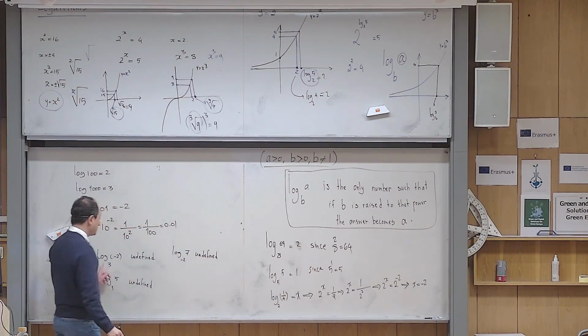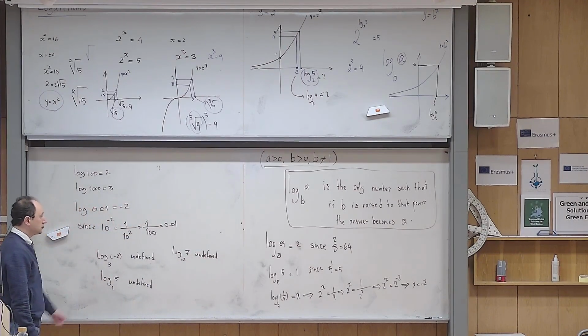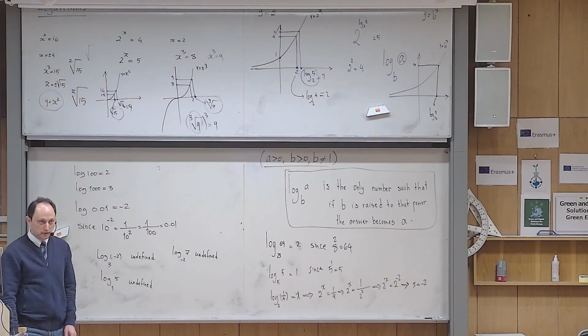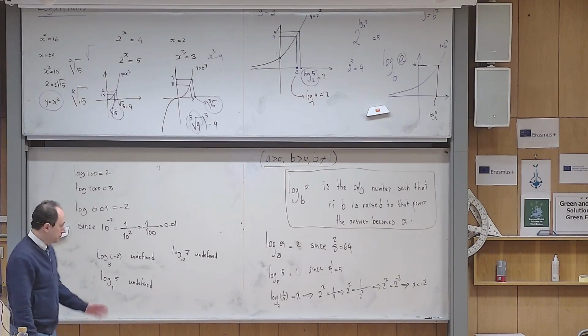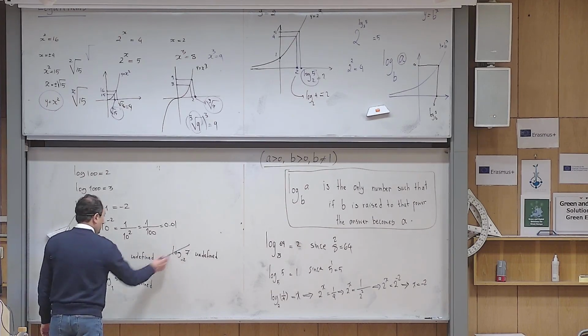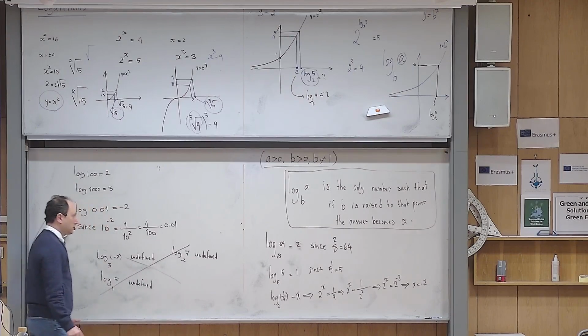The person who writes a logarithm should respect all the conditions. The number in front should be positive. The number below should be positive and not equal to 1. If you see something else, that person is violating the rule. So these are not actually correct.